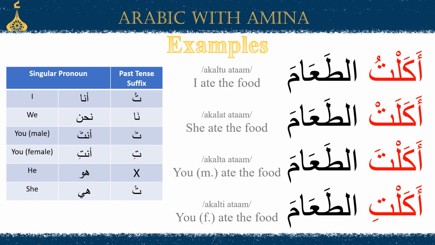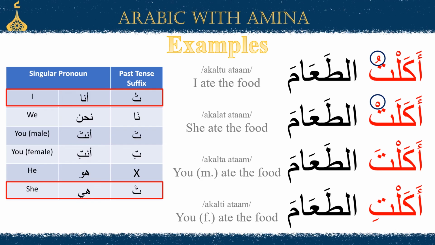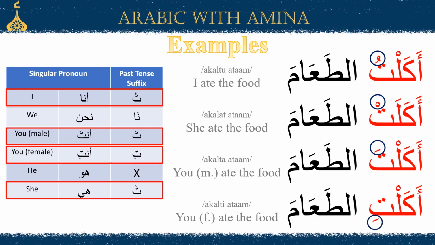Well, for our first example, I ate the food, we are adding the suffix ta, which has a dhamma on top, أكلت. When we said she ate the food, the ta at the end has a sukoon, and we did not change the last vowel on the verb to a sukoon. So there is fatha followed by ta with sukoon on top. أكلت, she ate. When we said you, referring to a male, we added a ta that had a fatha on top. أكلت الطعام. And saying the same sentence but to a female, we added a ta that has a kasra. أكلتِ الطعام.